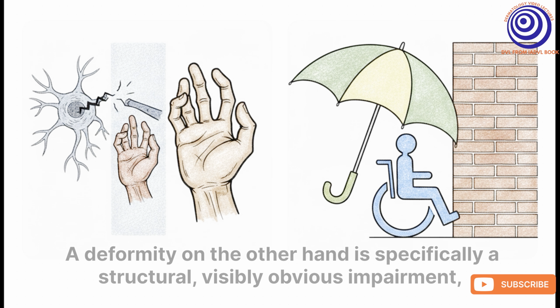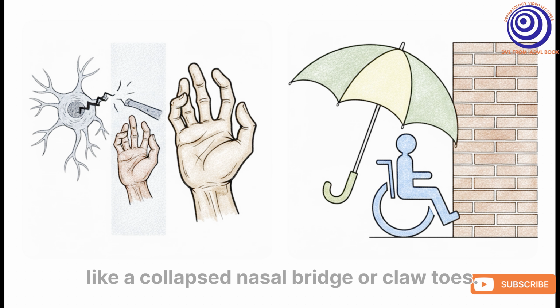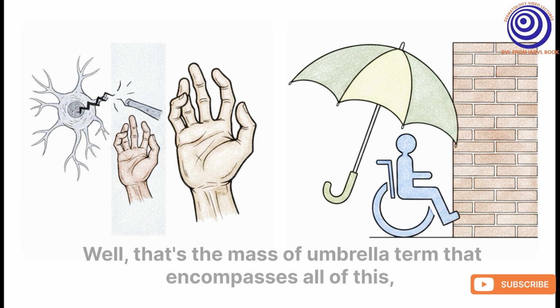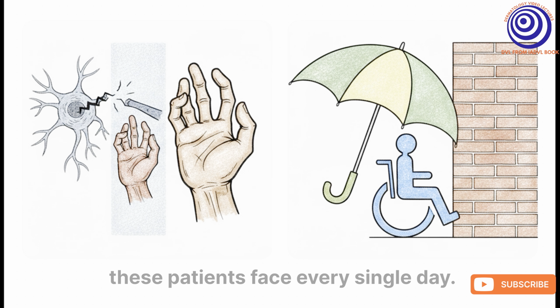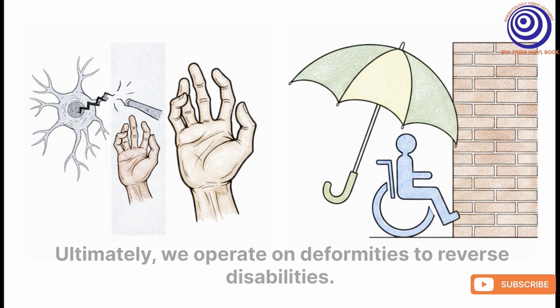A deformity, on the other hand, is specifically a structural, visibly obvious impairment, like a collapsed nasal bridge or claw toes. And disability? Well, that's the massive umbrella term that encompasses all of this, plus the severe activity limitations and societal participation restrictions these patients face every single day. Ultimately, we operate on deformities to reverse disabilities.